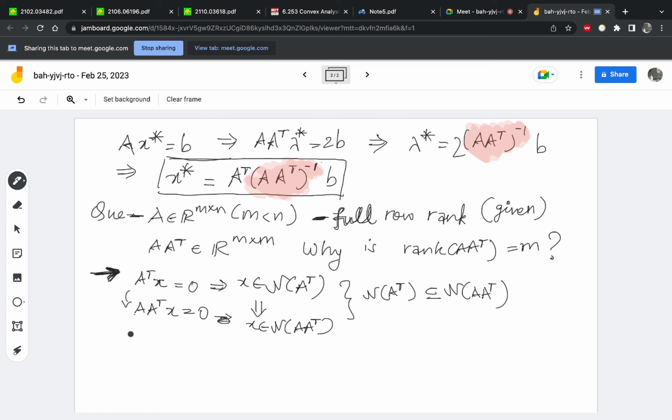Let's look at the other side. A A transpose x is 0. So what we are given is that x belongs to the null space of A A transpose. Okay. So what can we say from here? We can transpose this equation. We can transpose this. So that will give x transpose A A transpose. Okay.